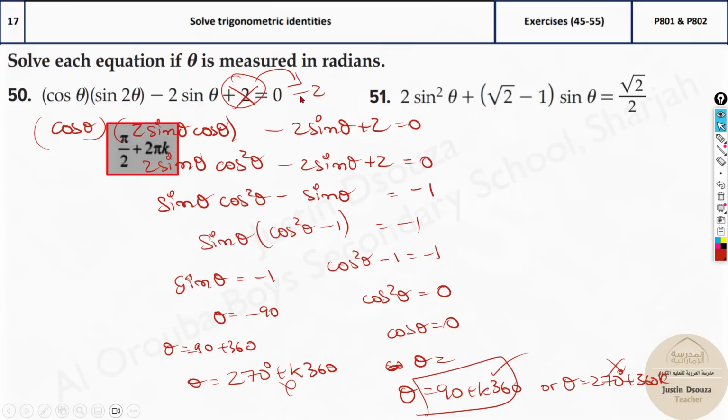And I forgot to tell you to convert back to radians, because I've clearly mentioned 90 means pi by 2 in terms of radian. And when you're writing in terms of radian, it is pi by 2 plus 2 pi k. This is what we write, because 2 pi means it's 360 degrees and k is the integer. That's how we do it.